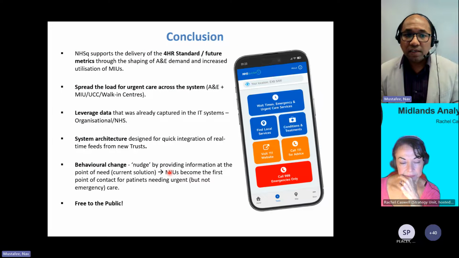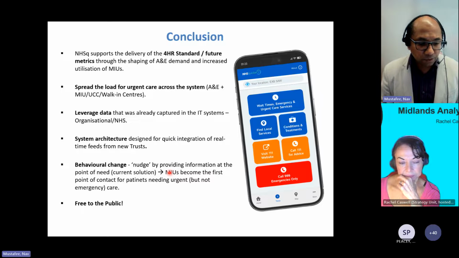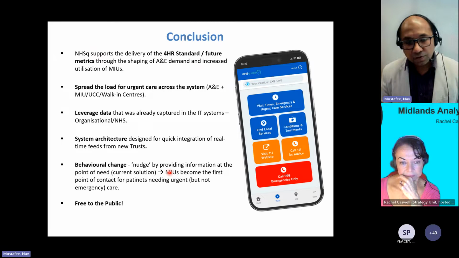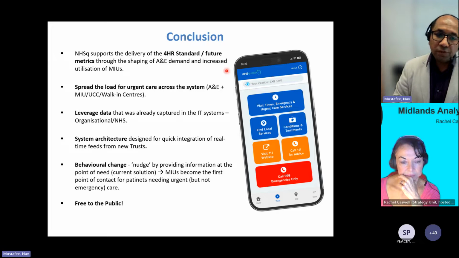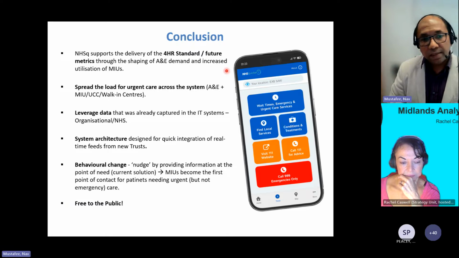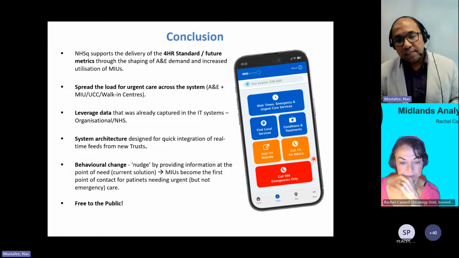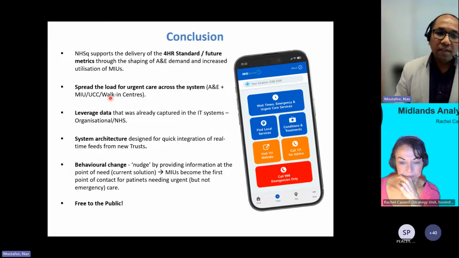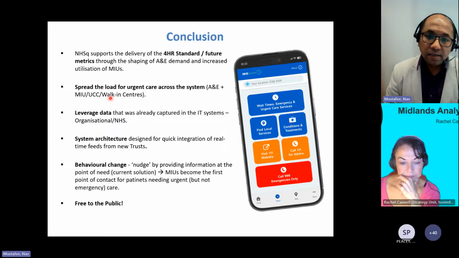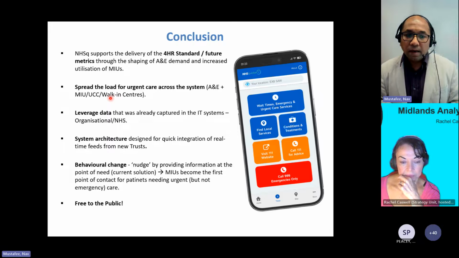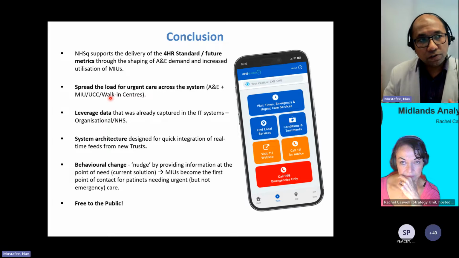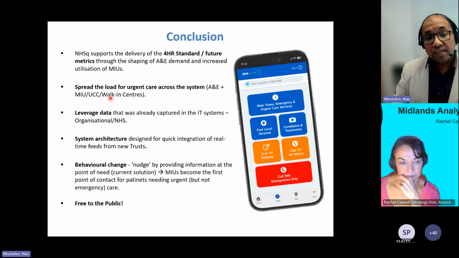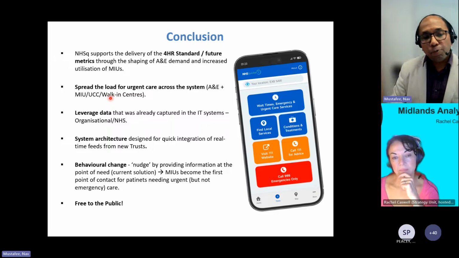So in conclusion, what I'd like to say is that this work has been co-developed with the NHS Trust over several years. And it is a local solution which is trying to scale up and trying to support the delivery of the 4-hour metric. Using this real-time data and nudges, we'd like to spread the load of NHS urgent care across the system. We want to leverage data which is already collected, because the data that is being sent to NHSquicker is nothing special that the trusts are doing. They are just opening it up, right?